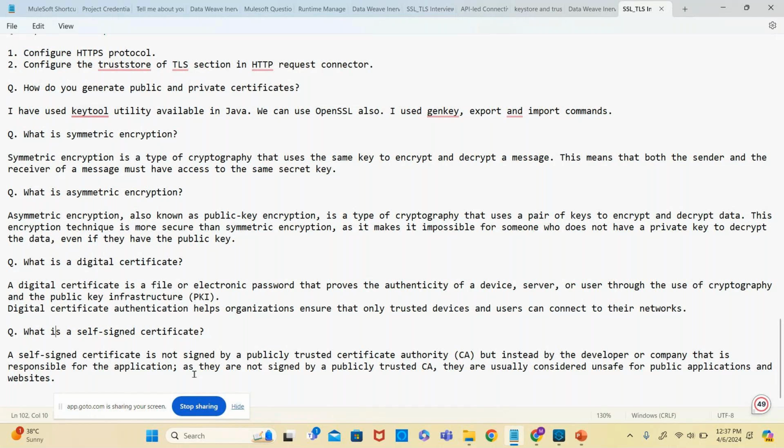ourselves, not the publicly trusted certificate authority. Instead, by the developer or company that is responsible for the application. As they are not signed by a publicly trusted CA, they are usually considered unsafe for public applications and websites. Okay, that's why it is always advisable to go for a digital certificate provided by a certificate authority. Exactly. But for some communications, they go for self-signed. Exactly. Okay. Is that clear? Any questions here?